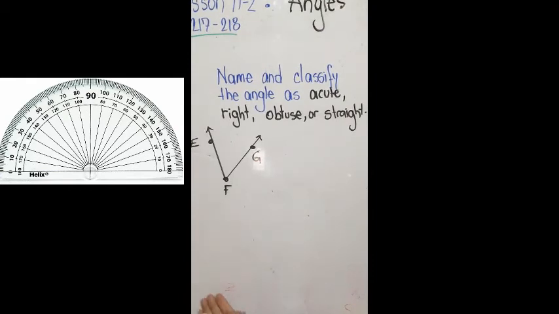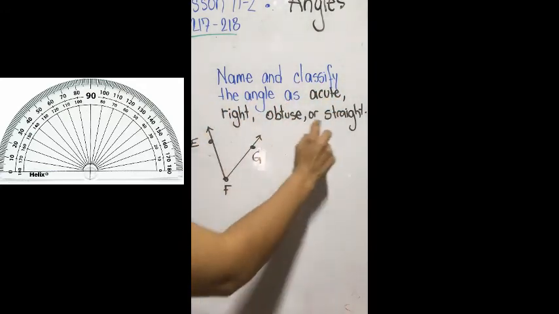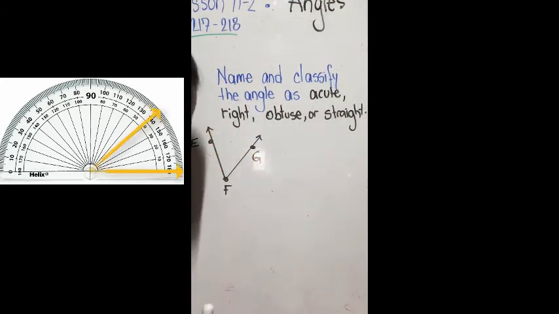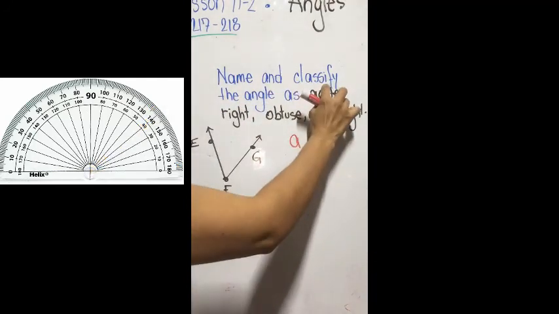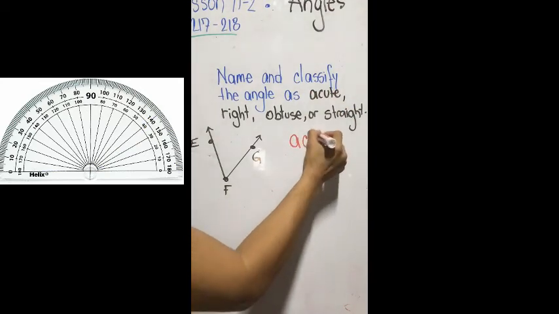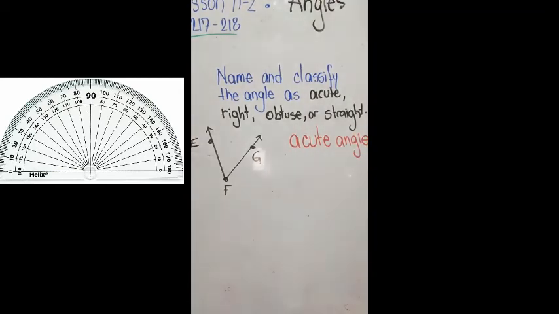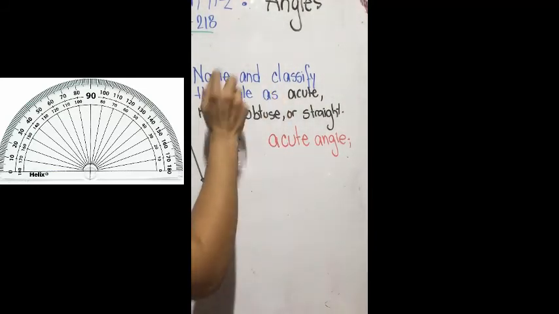Okay, this is an example of how you're going to solve the problem in your book. First, you need to name the angle, and then you need to classify the angle as acute, right, obtuse, or straight. Okay, remember, what kind of angle is this? Oh yes, it's an acute. Let's write it in. That's how to classify. The classification in this case is acute. It's an acute angle. And now we need to name the angle, not only classify.